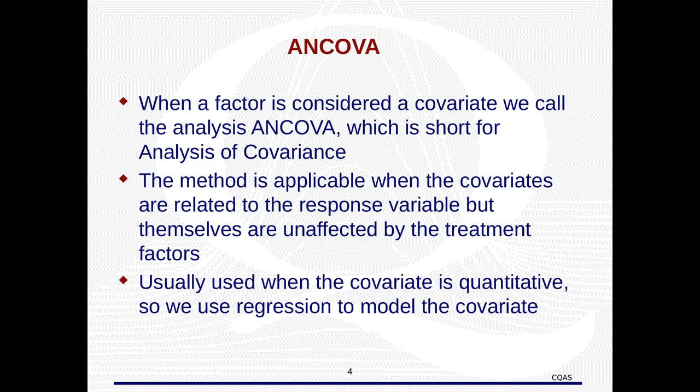The method works best with quantitative covariates, which allows us to leverage regression techniques to model their relationship with our response. By incorporating this quantitative information into our analysis, we can reduce unexplained variation and increase the precision of our treatment comparisons. The fundamental advantage of ANCOVA is that it allows us to adjust our treatment effect estimates to account for differences in the covariate across experimental units. Rather than ignoring these differences or hoping randomization balanced them, we explicitly model and adjust for them statistically. This leads to more powerful hypothesis tests and more accurate inferences about treatment effects.